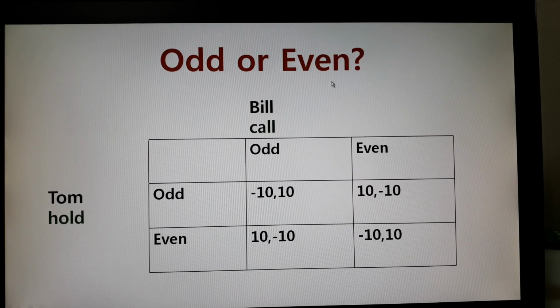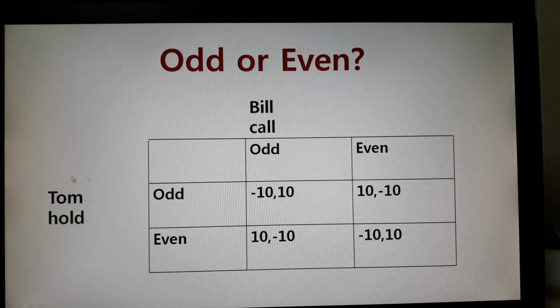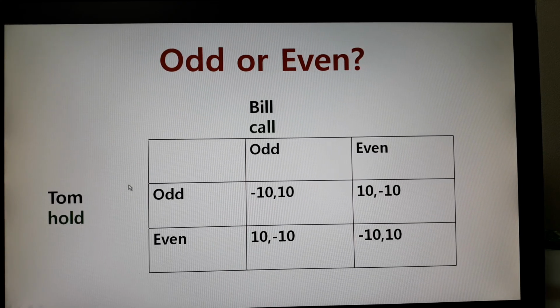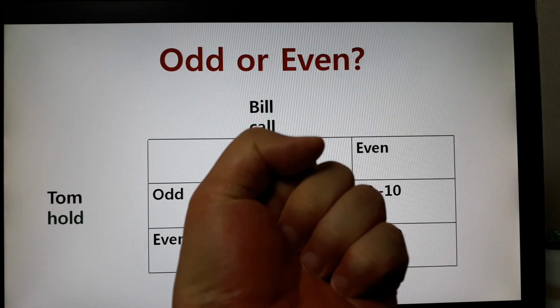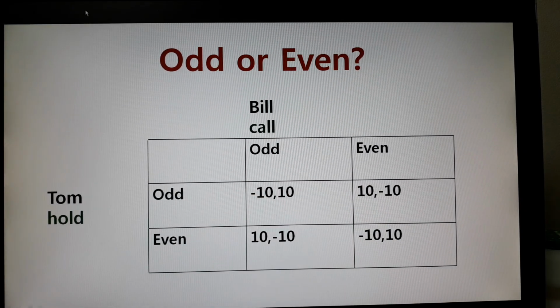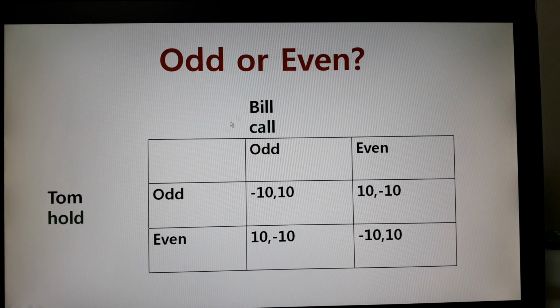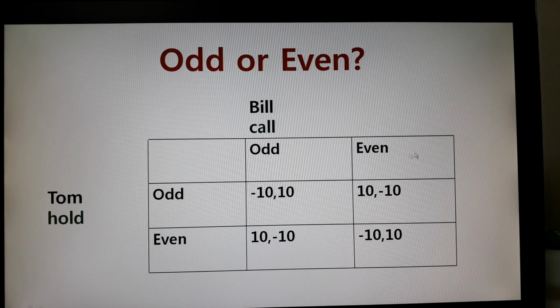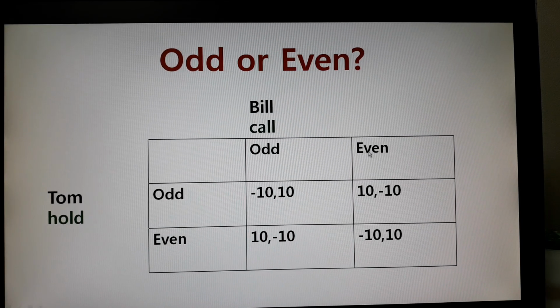Another game, odd even game. I mean, when I was a kid, I played this game a lot. Tom and Bill are playing. Tom has coins inside his hand. It can be an odd number of coins, or an even number, two coins or one coin. Bill can call, oh, the number of coins is odd or even, one or two, okay?